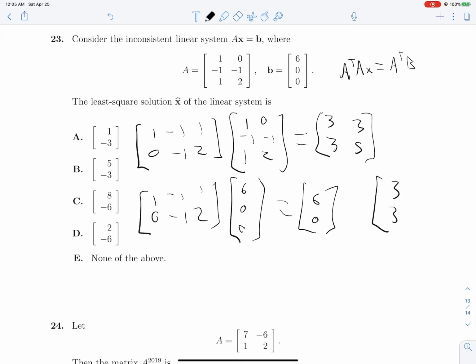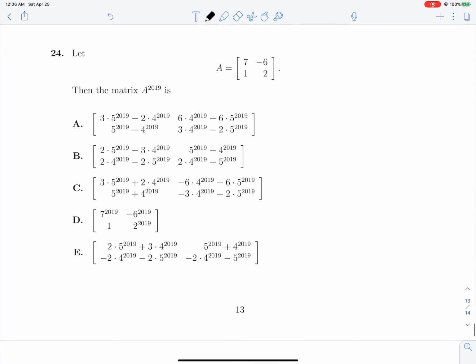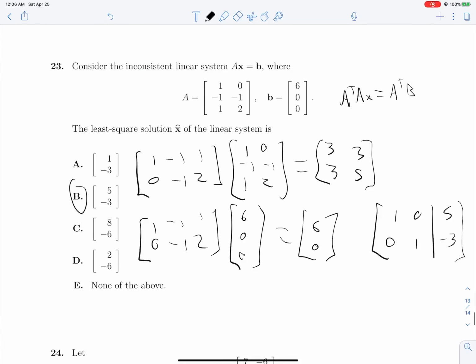Okay, we can make an augmented system from these two. 3, 3, 3, 5 is equal to 6, 0. Make this 1, 1, 2. Subtract 3 row 1s from row 2. And we get 5, negative 3. There we go. And yeah, that is, 23 is B.